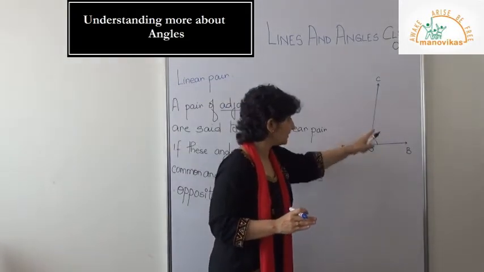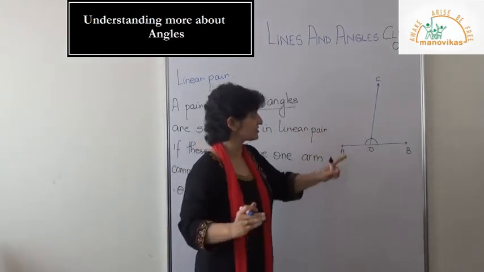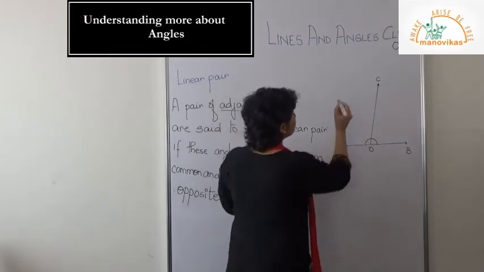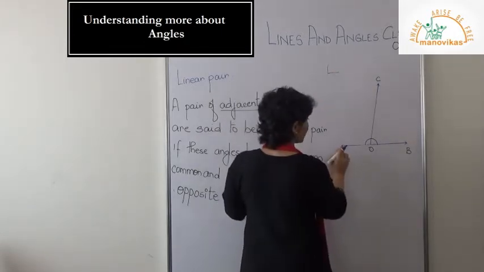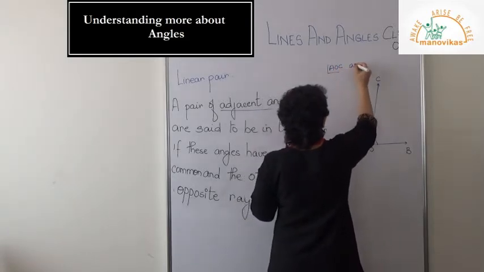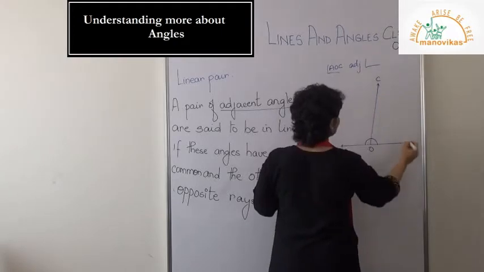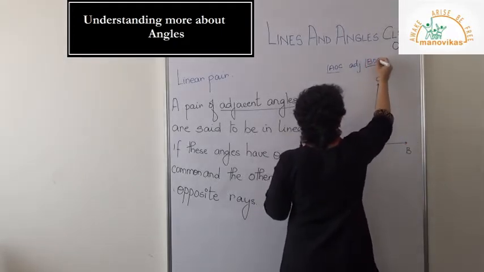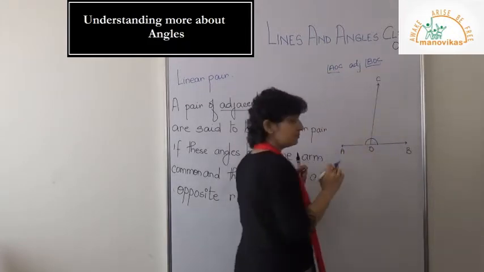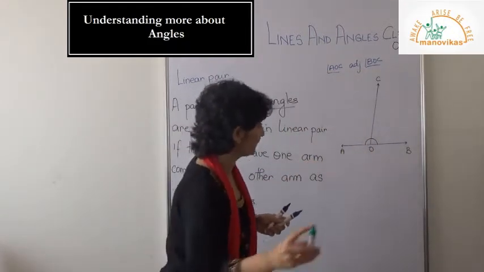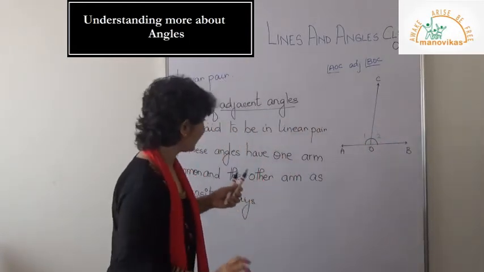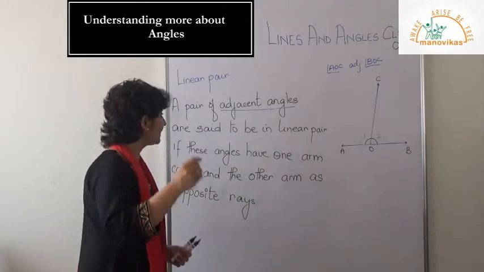So angle COA is adjacent to angle COB. Correct? I can also take it as AOC, children. Angle AOC is adjacent to angle BOC. I can also say it as COA is adjacent to COB. Either way, that doesn't matter. I can also name this as angle 1 and this is angle 2. Alright, now let's read the definition again.